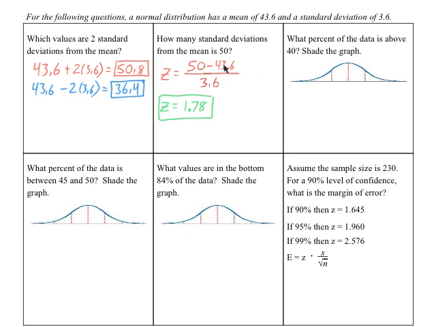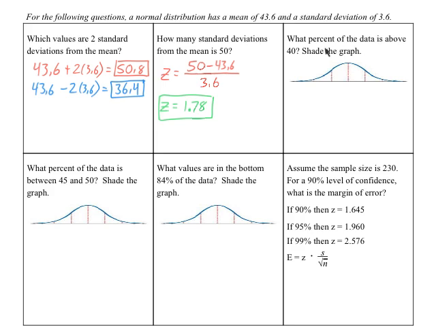And that should make sense to you. If I add 3.6 to this twice, I'm above 50, so it makes sense that it's 1.78. You want 1.78 standard deviations above the mean, not quite 2, and that should make some sense.